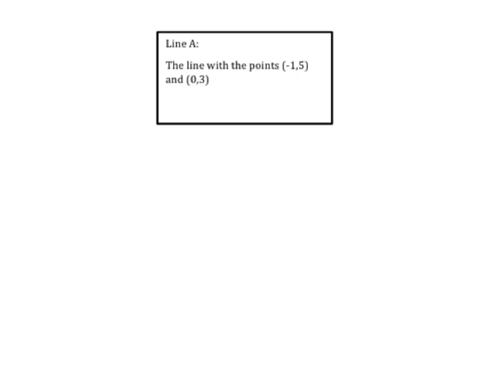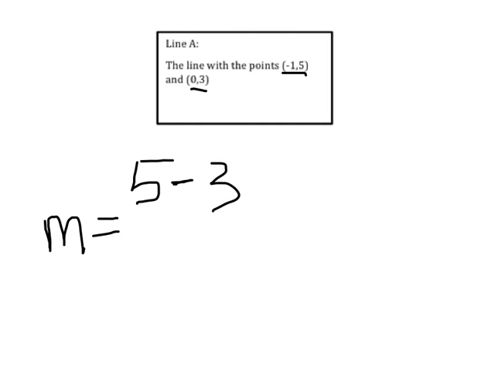So the first thing we need to do is find our slope for line A. I'm given 2 points, so I can find my slope by subtracting. So I need to find my m. I'll do 5 minus 3, because those are my y values. I have my 5 and my 3. And then what will I write on the bottom? -1 minus 0, making sure that you're starting with the two numbers from the same point.